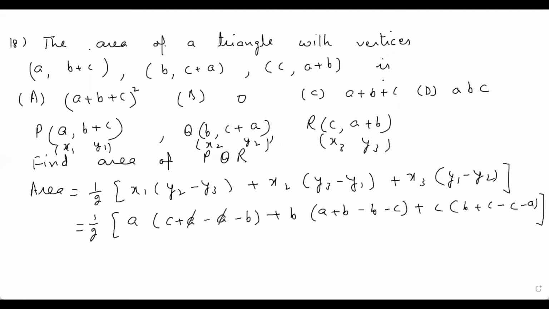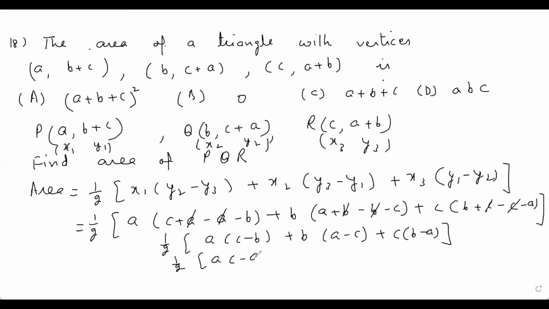Now here a and a cancel, here b and b cancel, here c and c cancel. So you are left with a(c minus b) plus b(a minus c) plus c(b minus a). Now this is equal to half of ac minus ab plus ba minus bc plus cb minus ca. Now ac and ac cancel, ab and ab cancel, bc and bc cancel. So you have 0 here. So this is equal to 0. So B is the option.